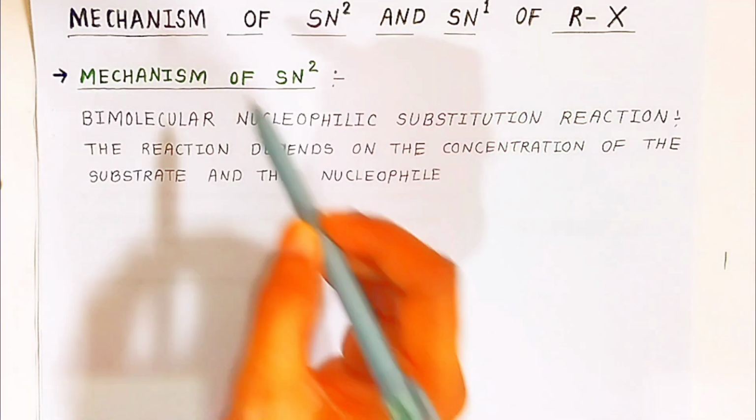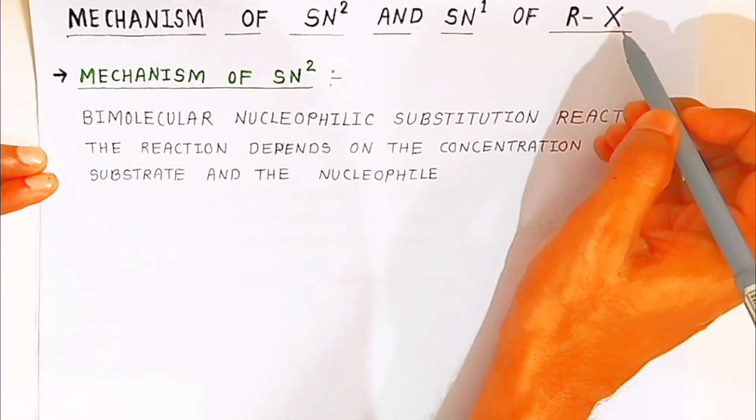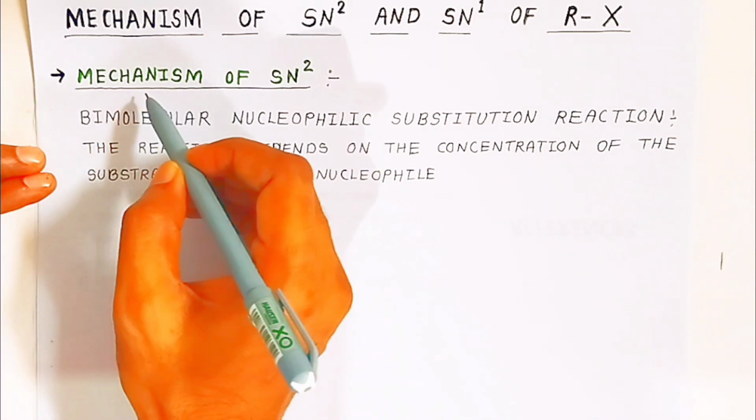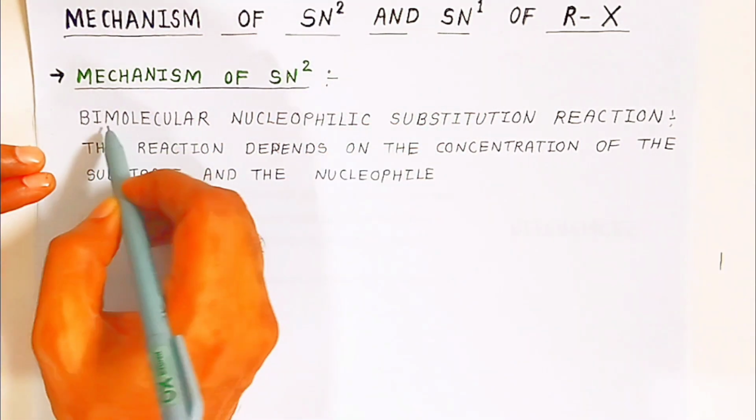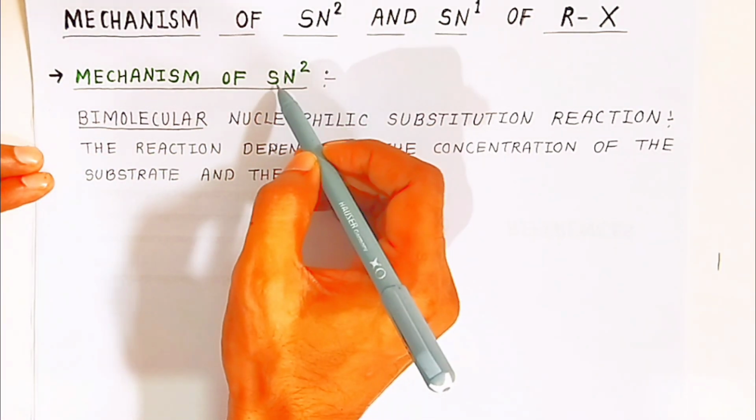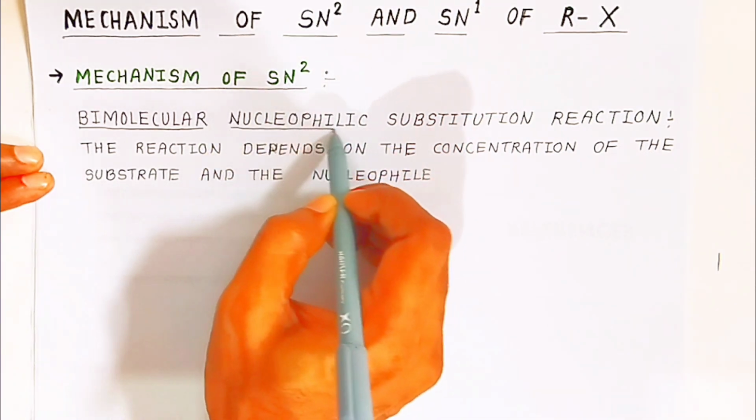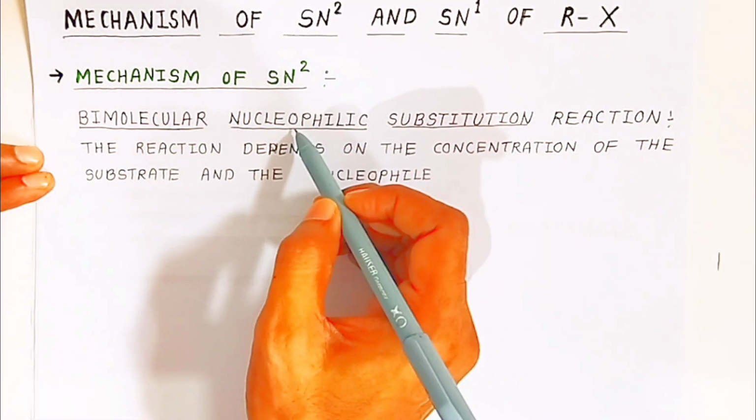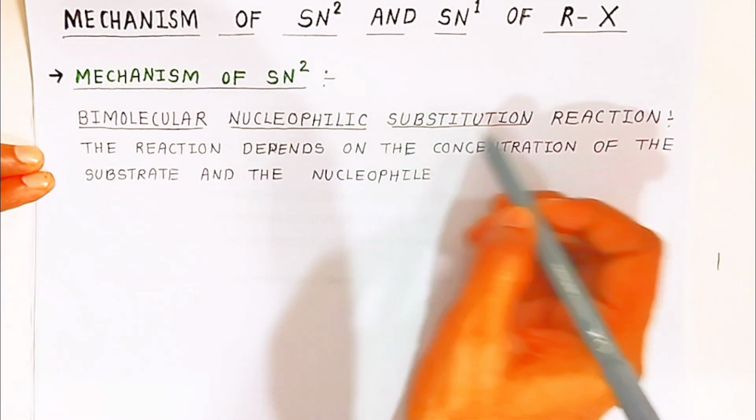Now, students, we are going to see the mechanism of SN2 and SN1 of alkyl halide. First we will see the mechanism of SN2. First you should know what 2 stands for. 2 stands for bimolecular. You have to read this name from this side. First you read 2, that is bimolecular. N stands for nucleophilic. S stands for substitution. So it is a bimolecular nucleophilic substitution reaction, and that mechanism we are going to see.